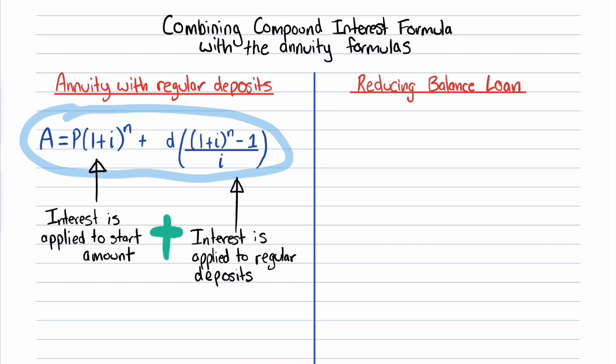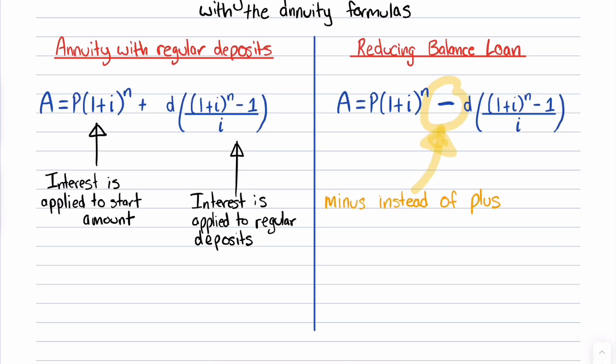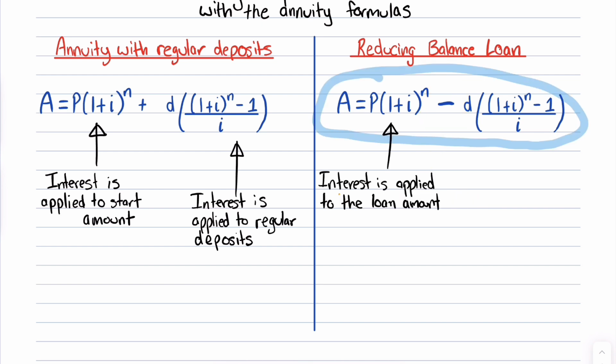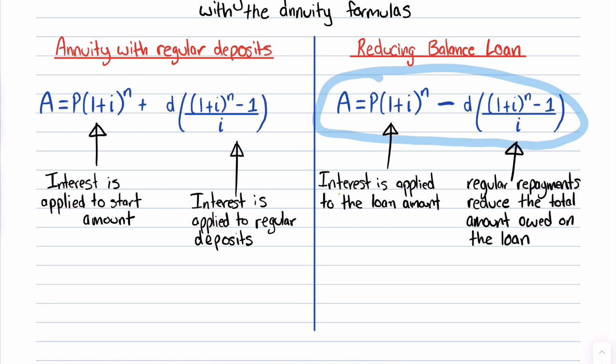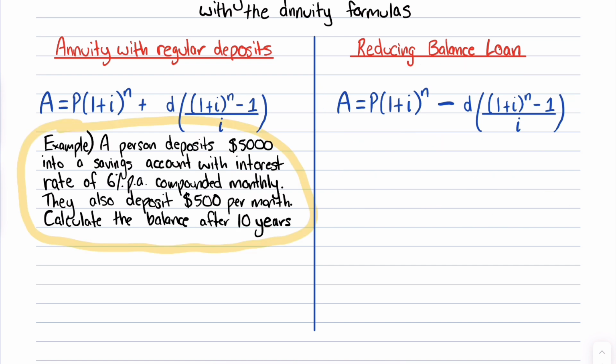And when it comes to regular deposits, it makes sense that we're going to add those two values up. Now, when it comes to reducing balance loans, it's basically the same formula, except there's a minus instead of a plus. So basically, interest is applied to the loan amount, and then regular repayments help to reduce the total amount owed on that loan. So let's go through an example.